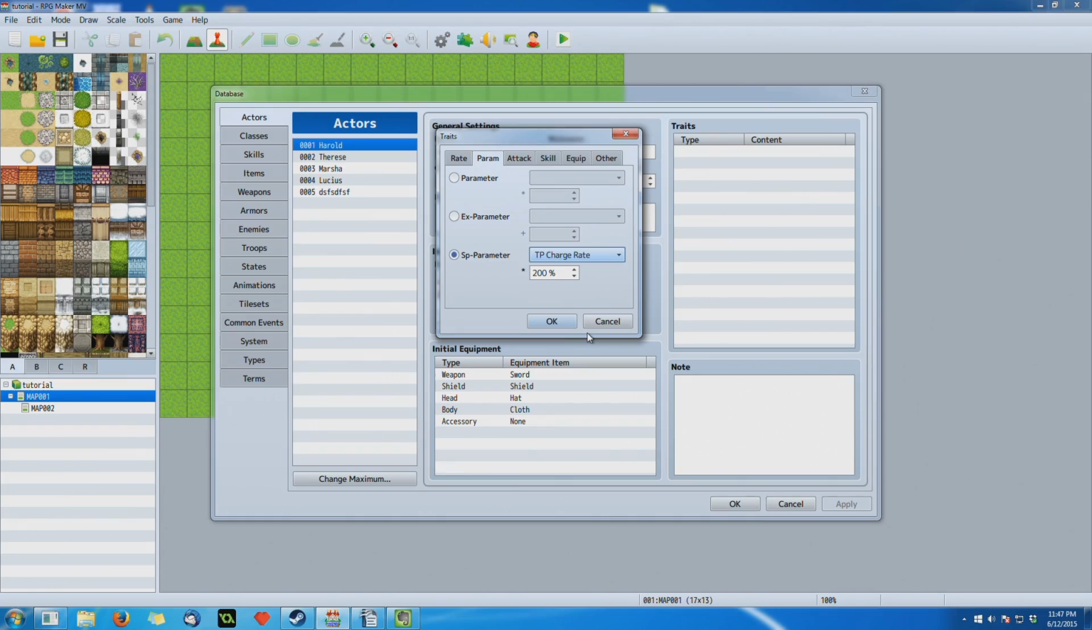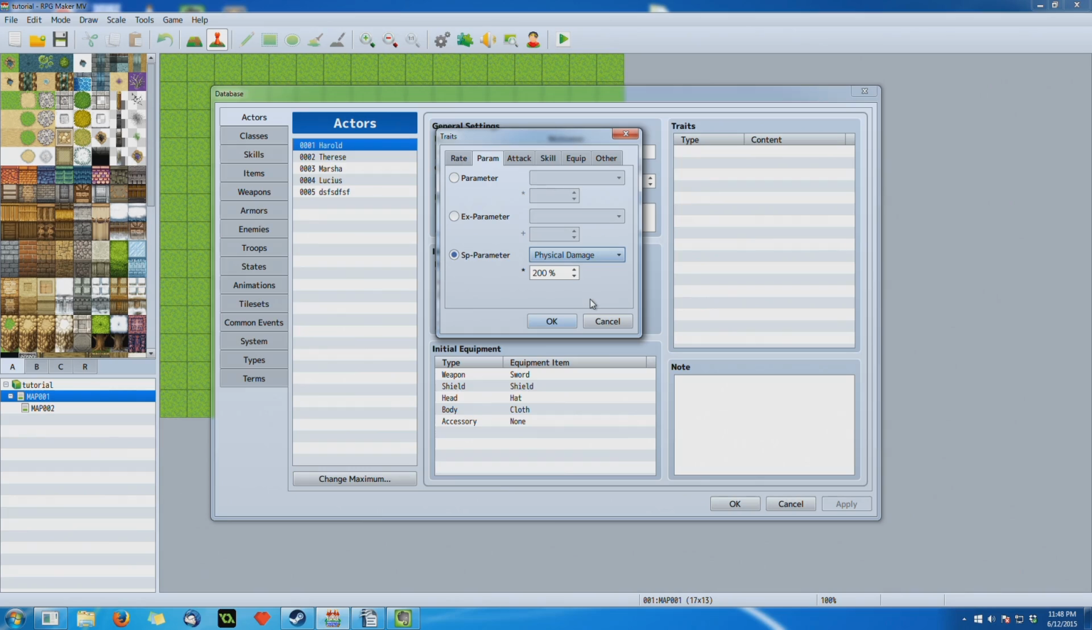TP charge rate is the same thing as the mana cost rate, just charging for the TP. So let's say we have a skill that gives us 10 TP after we use the skill. With this at 200%, we'll get 20 TP instead of 10.